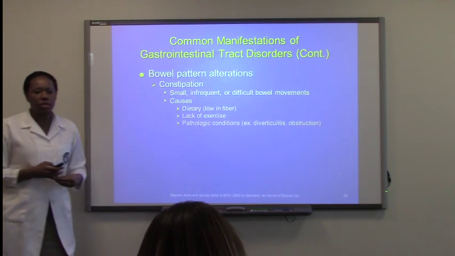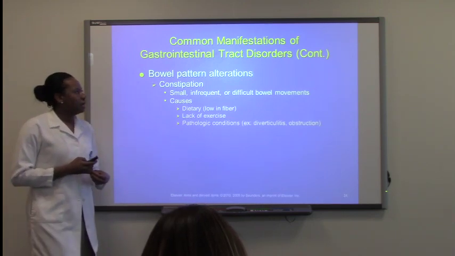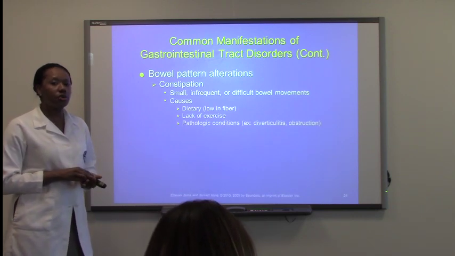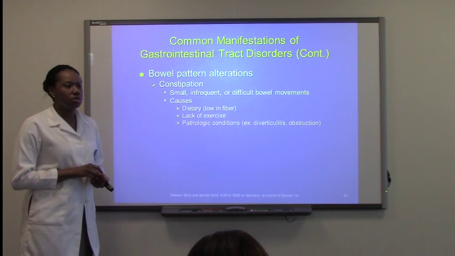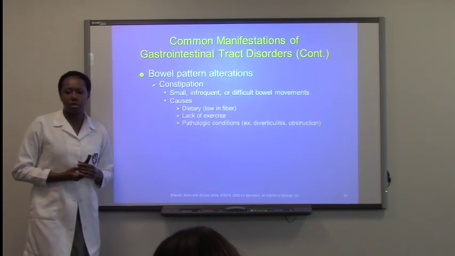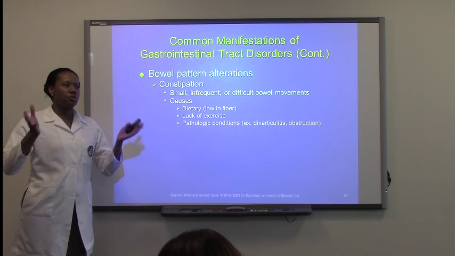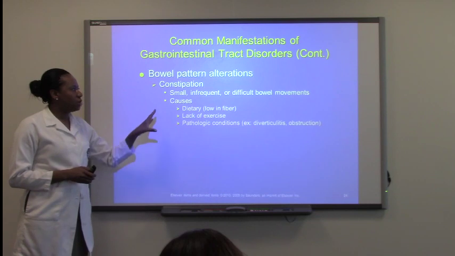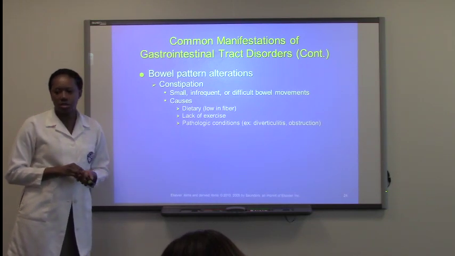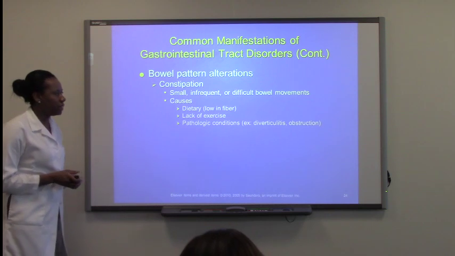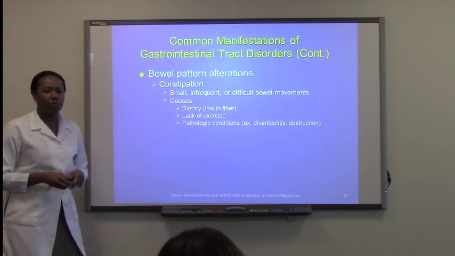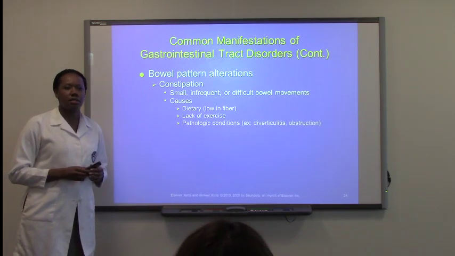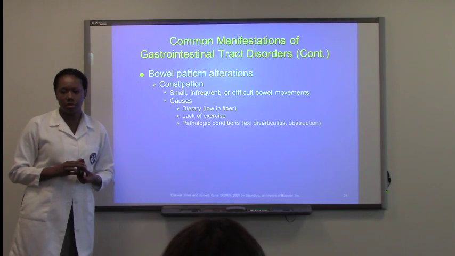Now, constipation. Constipation is what we call decreased peristalsis. So if you want to jot down decreased peristalsis. Decreased peristalsis is when everything just kind of slows down. Constipation: small, infrequent, difficult bowel movements. They give the causes here. As we know, low fiber is definitely one cause. Lack of exercise, and especially if people have different types of conditions going on. Also keep in mind that constipation is quite common amongst the elderly.